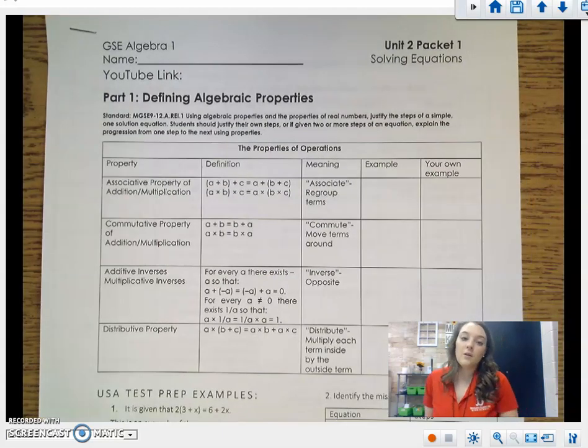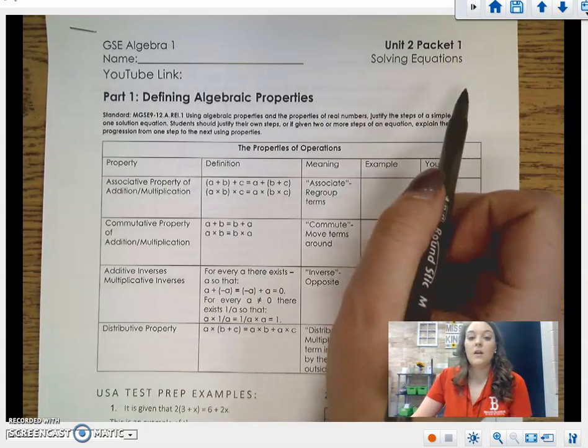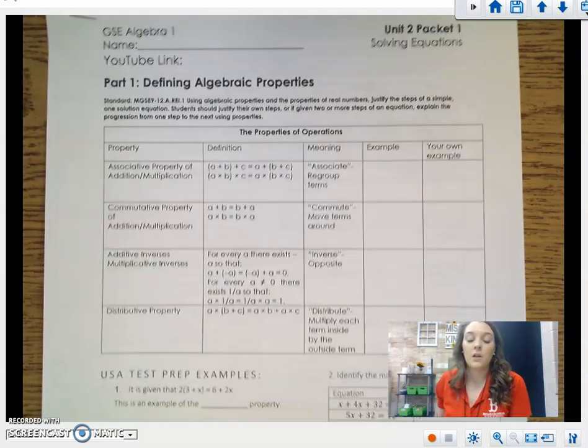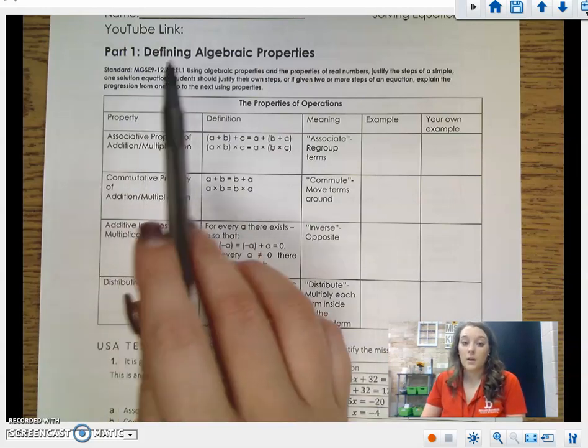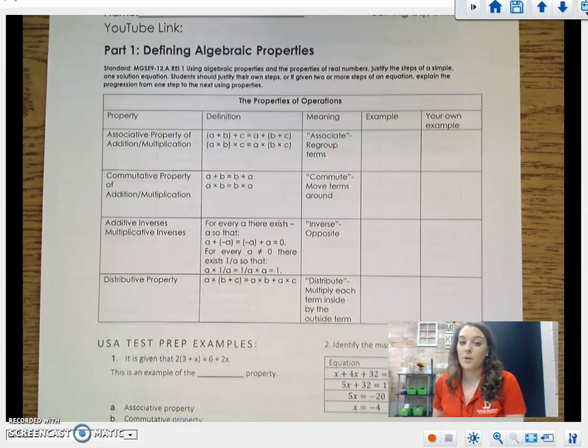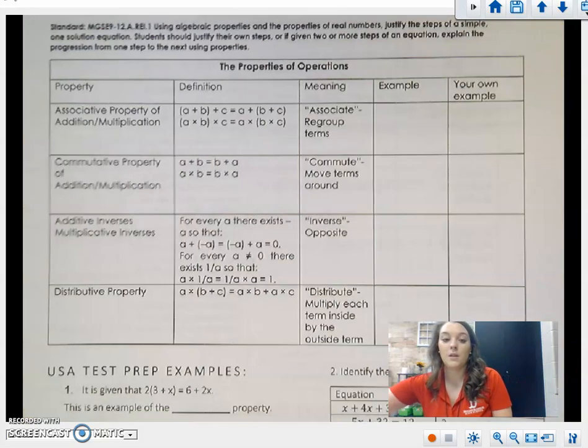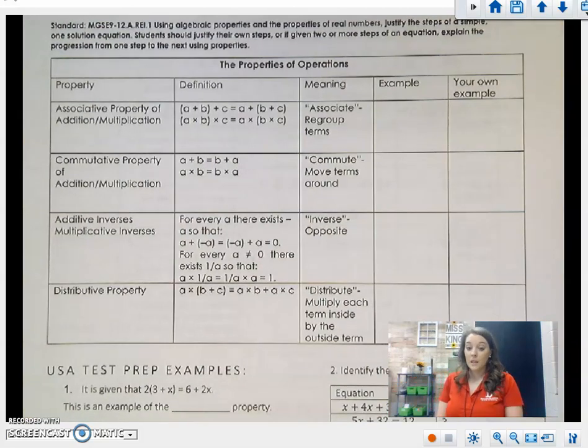As we begin Unit 2, we are going to start with solving equations, but before we do that, we need to go over the vocabulary that is going to be used throughout this whole entire chapter. So part 1 is going to be defining algebraic properties, and there are several algebraic properties that are used when solving linear and quadratic and exponential functions.